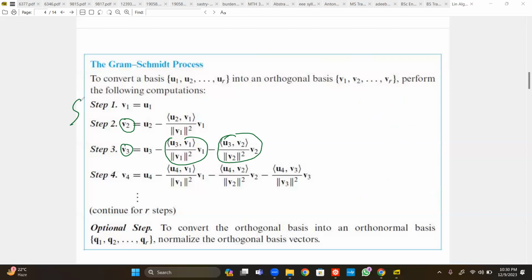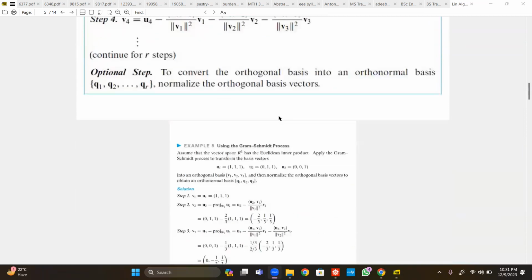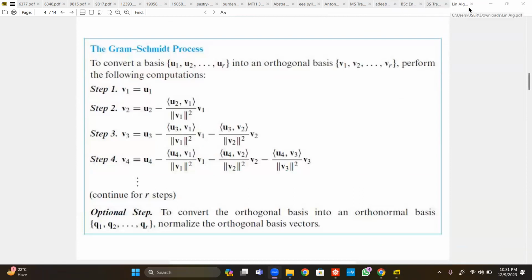In this process, if you keep going, you end up getting a set of R vectors V1 to VR, which are mutually perpendicular to each other. Pretty simple concept behind this apparently complex looking algorithm. And in case you're not satisfied with just an orthogonal basis and you need an orthonormal basis, all you have to do is normalize the vectors VI.